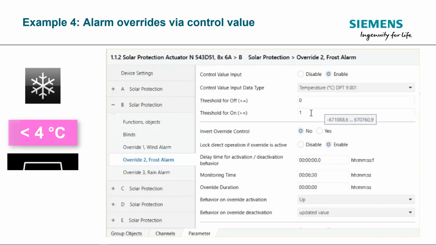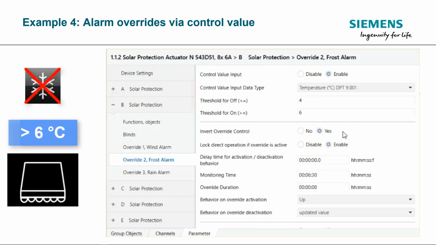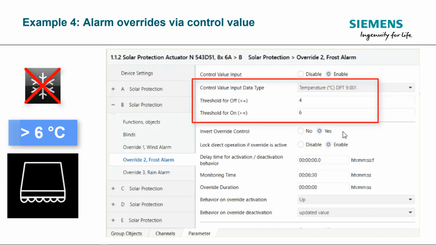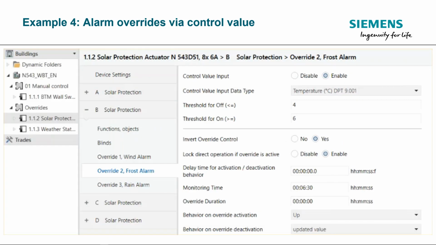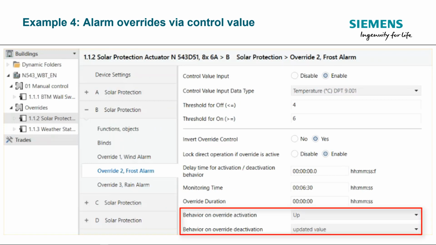Applied to a frost alarm with the settings alarm below 4 degrees Celsius and no alarm above 6 degrees Celsius, this means that the values can remain exactly the same, but have the opposite effect due to the inversion. What should happen to the channel in each case can be set below as already shown.